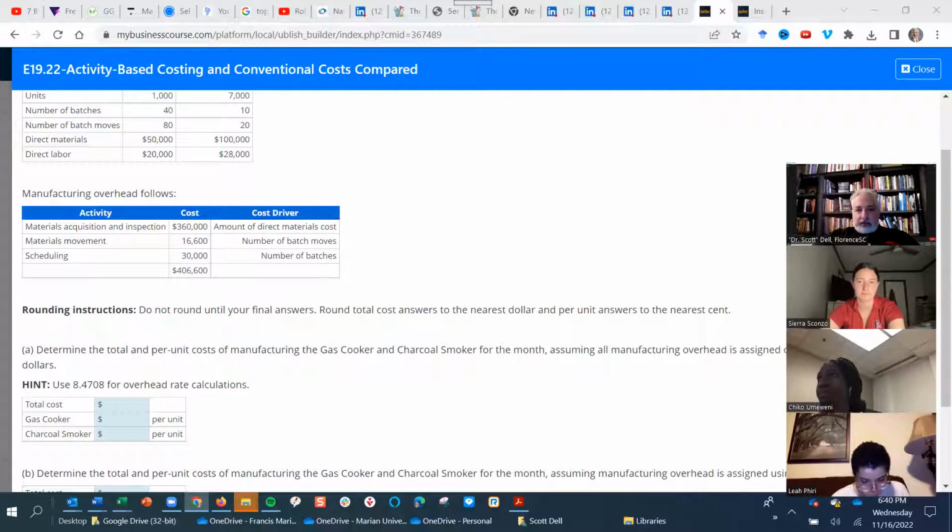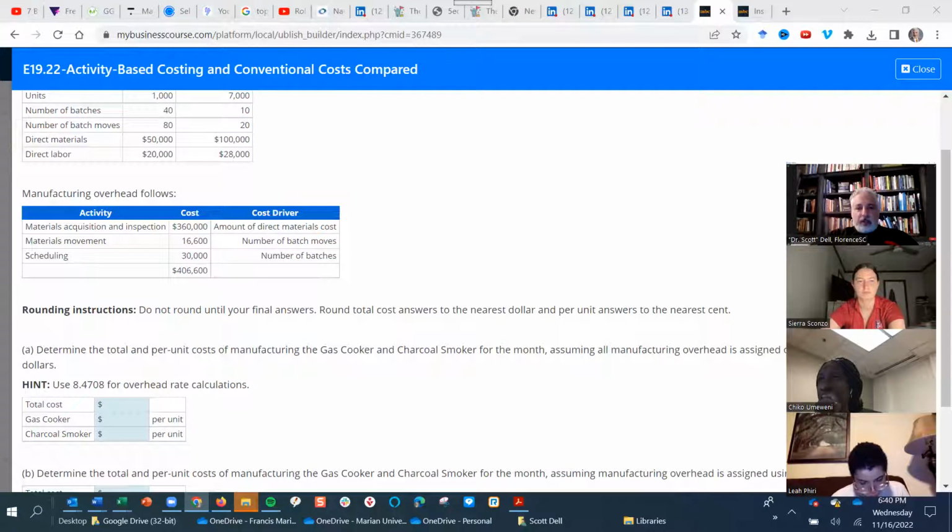We have materials. We've got labor. We've got overhead. We have the number of units to go with it. Then we have a cost per unit. And what do they say was the factor we wanted to use for our overhead? It was 8.4708. Overhead rate.